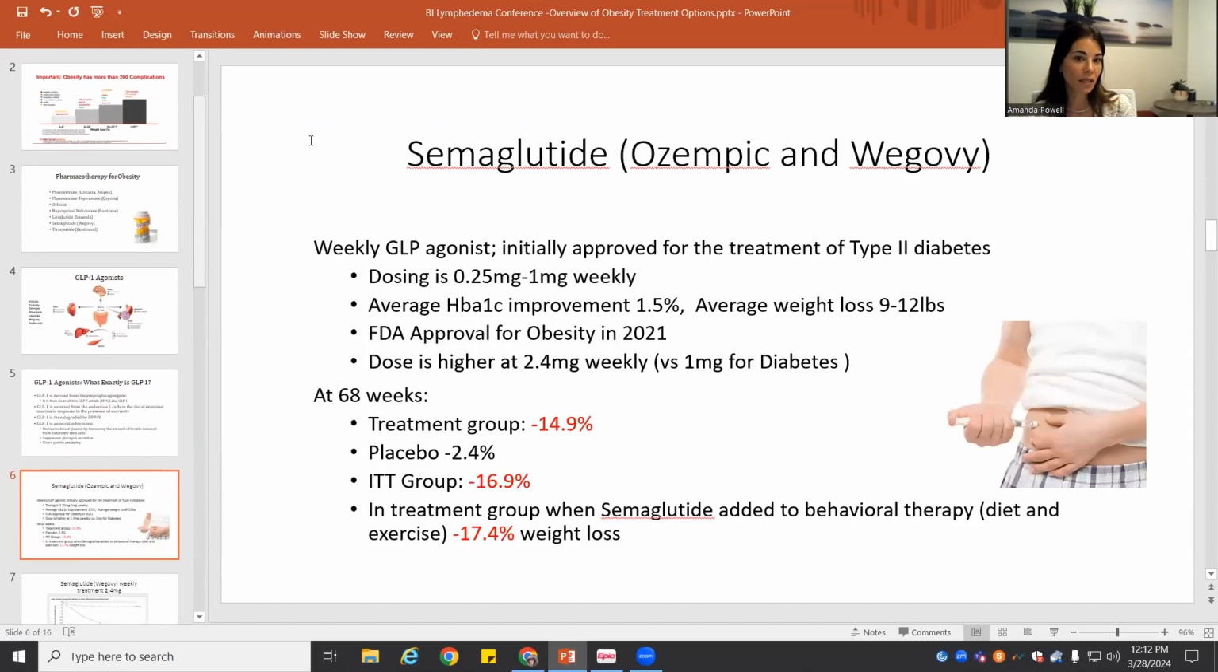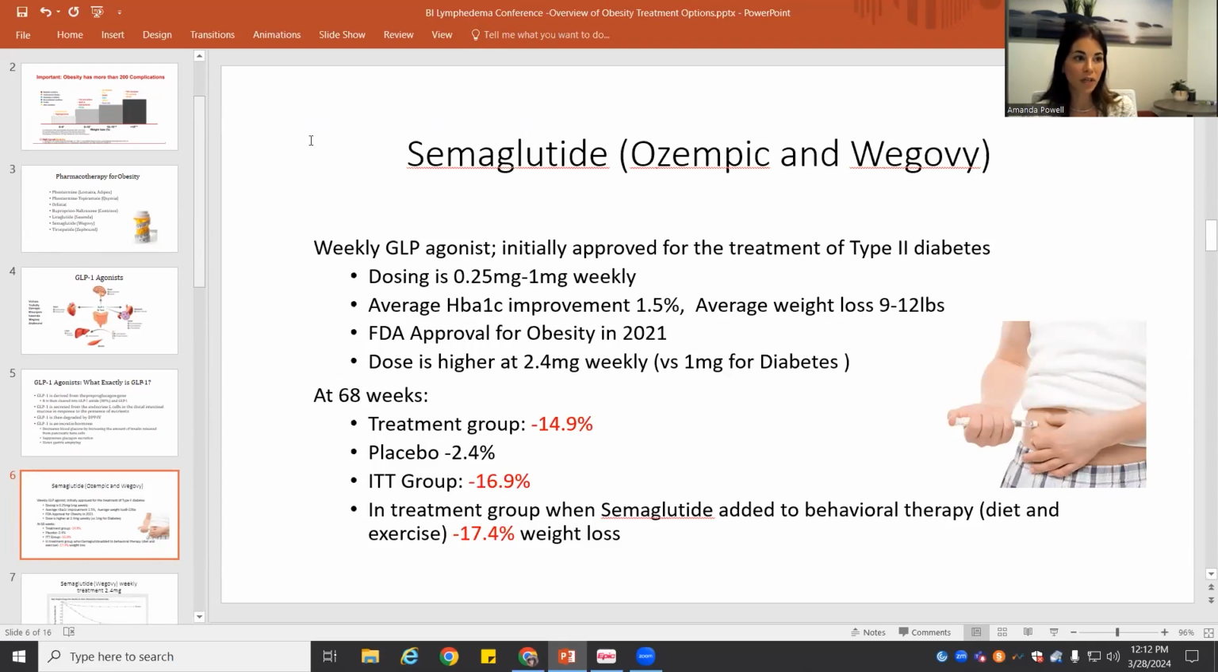The most common injectable that you may have heard about is called semaglutide, which has 2 names. It's known as Ozempic and Wegovy. Semaglutide for diabetes is called Ozempic, and semaglutide for obesity is called Wegovy. They are interchangeable drugs. They're the exact same pen. They have different stickers. So semaglutide was originally approved for type 2 diabetes at doses of 0.25 to 1 milligram.